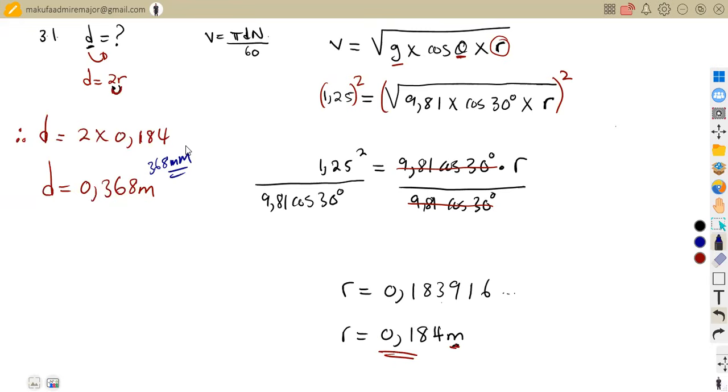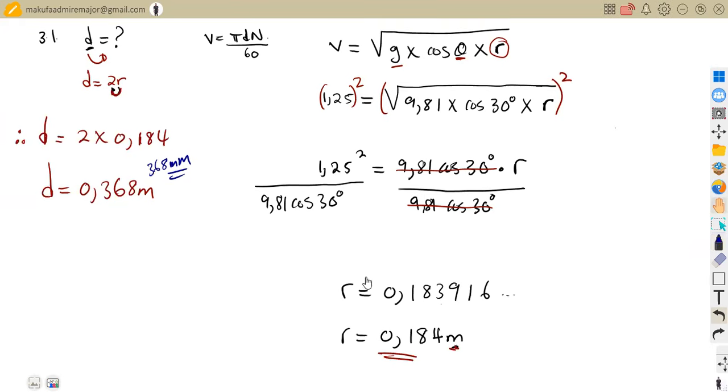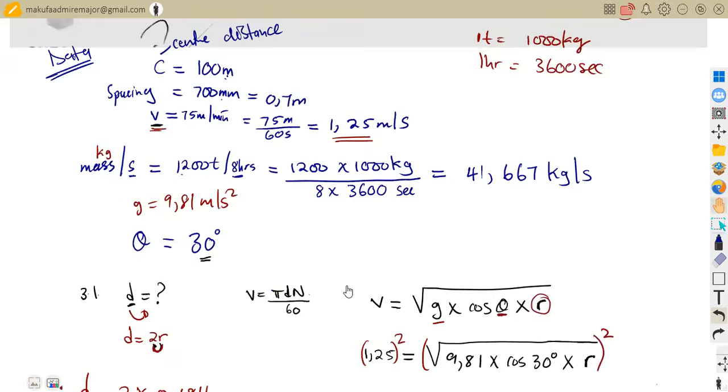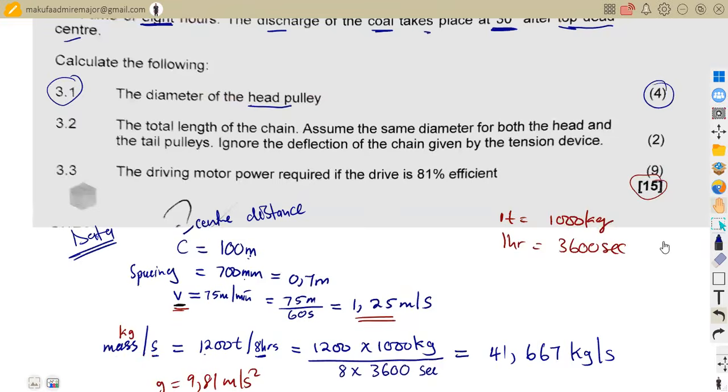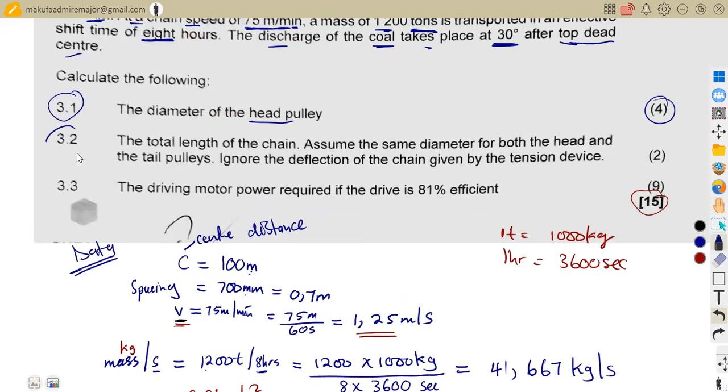So as you can see, this topic is an application of formulas. From what we are given, we just have to apply our formulas. Let us see what we have gained from this question. We are now asked to calculate the total length of the chain. In this case, assume the same diameter for both the head and the tail pulleys. Ignore the deflection of the chain given by the tension device.